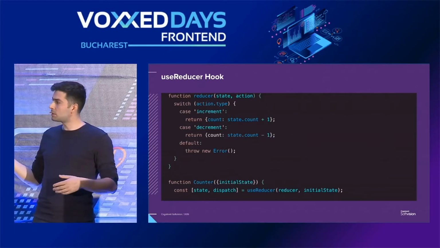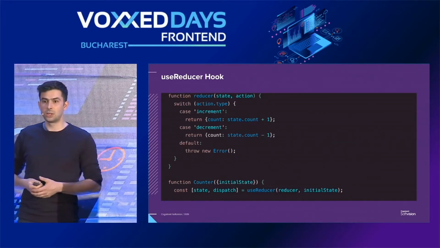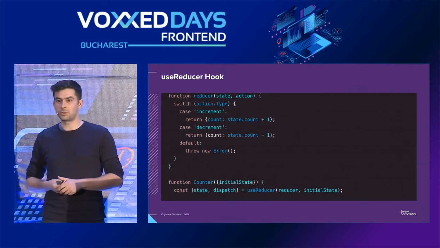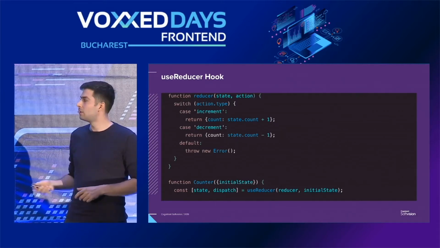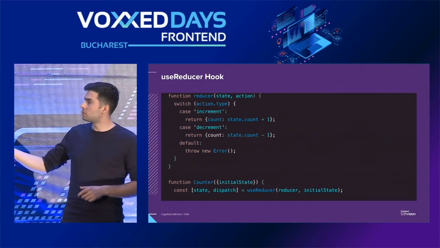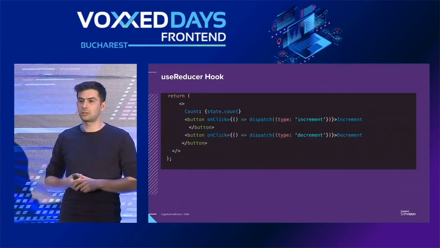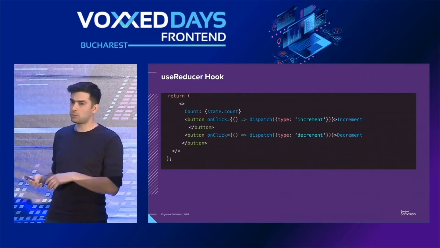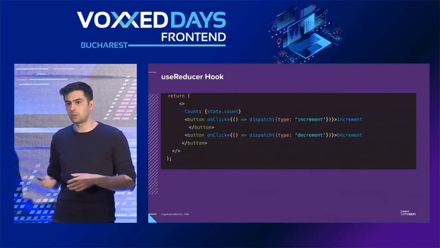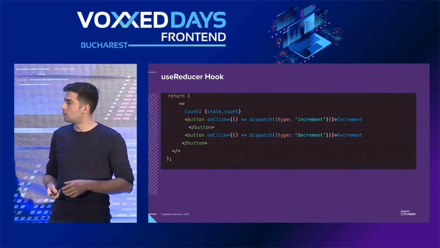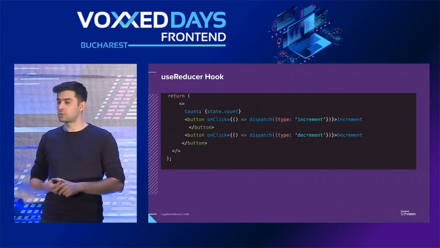And this will return a state and a dispatch. And this is pretty familiar if you are used to Redux. So the basic usage of this would be dispatch and the type of action that I want to do. This is a simple example. It's not something extracted, but this might be more complex objects, and it makes more sense then.